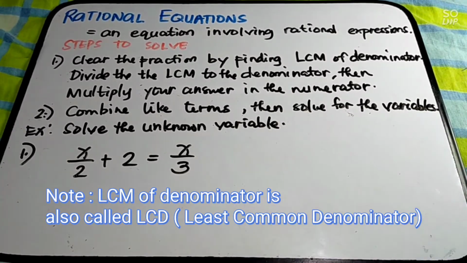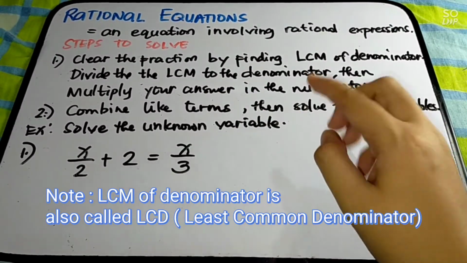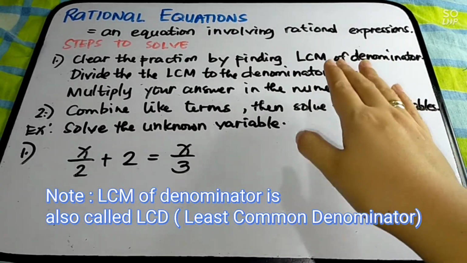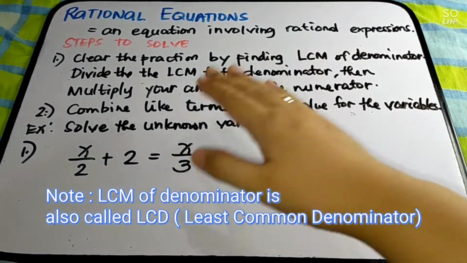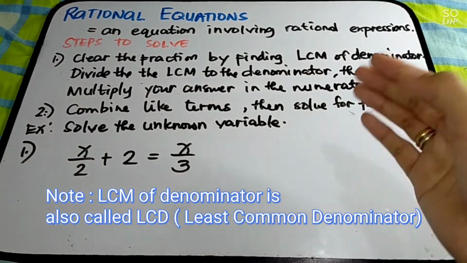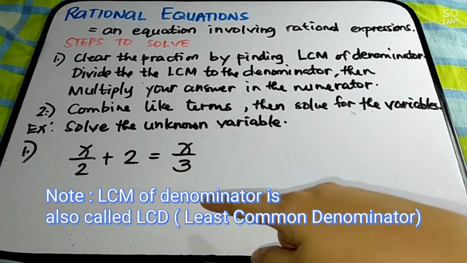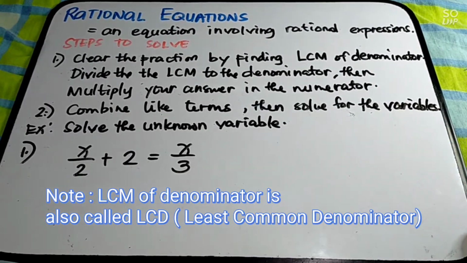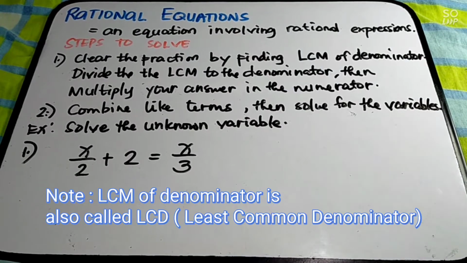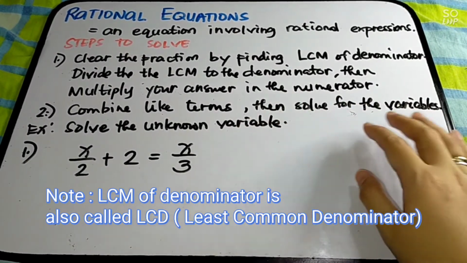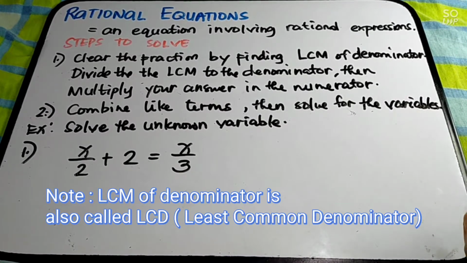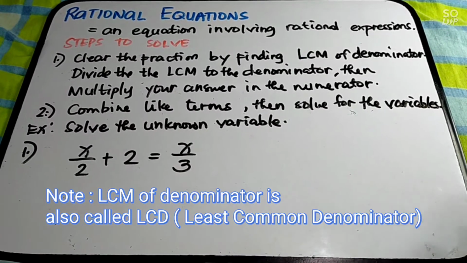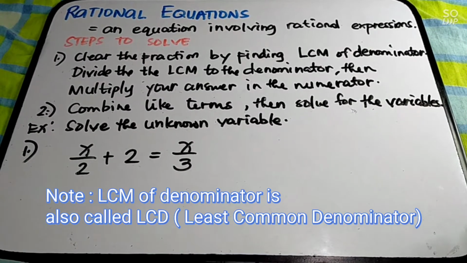The first step is to clear the fractions. How? You are going to find the LCM of the denominators. Afterwards, you divide the LCM by each denominator, then multiply your answer to the numerator, para maklear natin yung fraction. Afterwards, we combine like terms, then solve for the given variable. So, ganun lang siya kasimple. Kung alam mo mag-simple operation ng algebraic expression, kayang-kaya mo to. Alam mo mag-divide at multiply, kayang-kaya mo to.